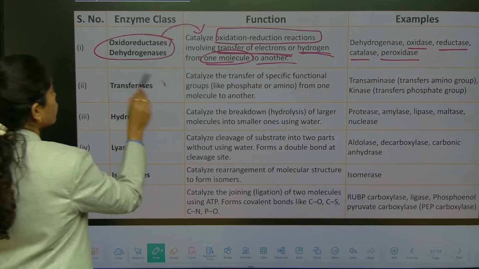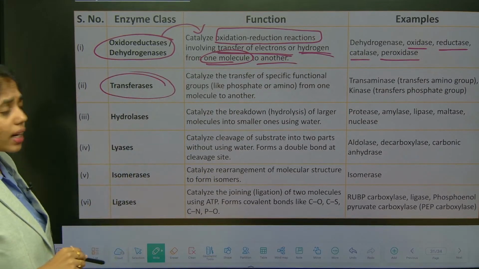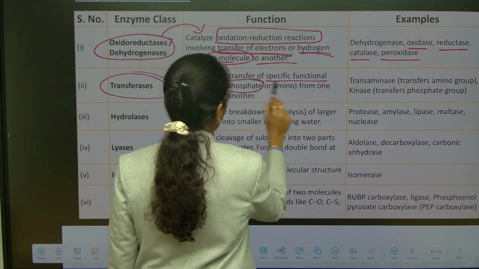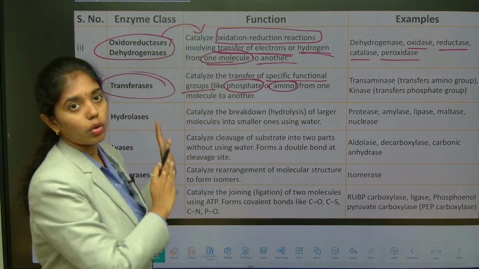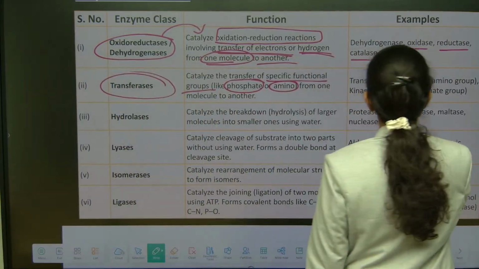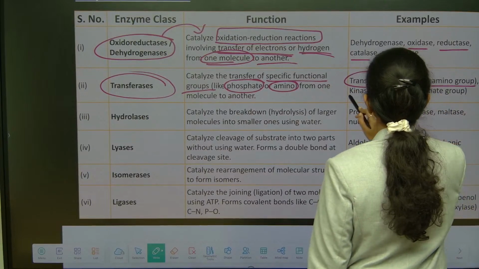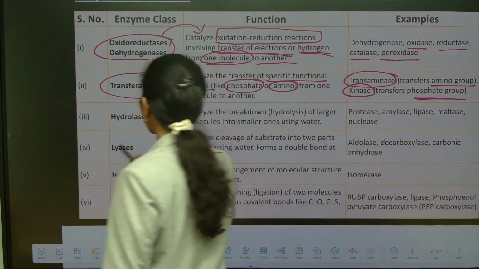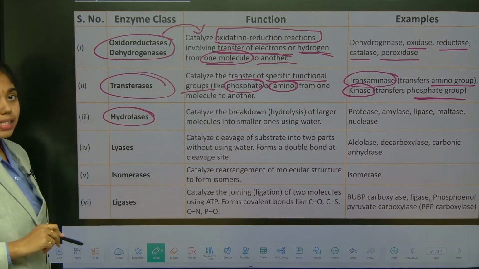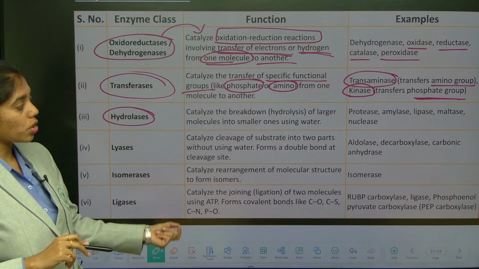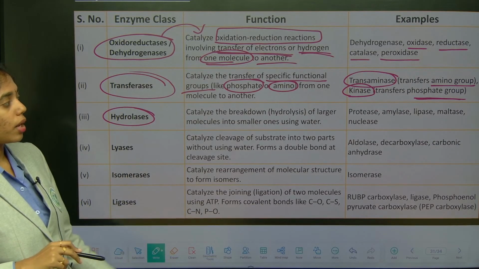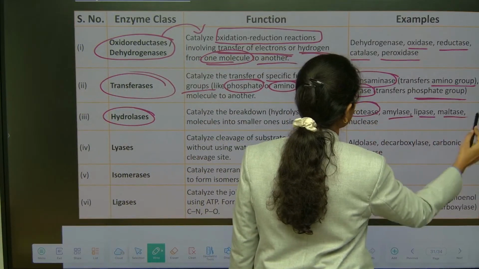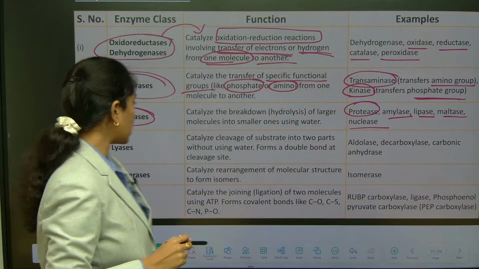Next is transferases. These catalyze the transfer of specific functional groups, like phosphate or amino group, from one molecule to another. Examples: transaminase will transfer the amino group, kinase will transfer what? The phosphate group. Third is hydrolases. These catalyze the breakdown or hydrolysis of larger molecules into smaller ones using water. Examples: protease, amylase, lipase, maltase and nucleases.